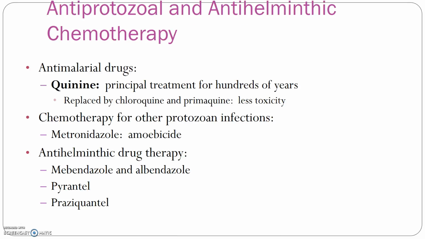All right, so what about protozoans and helminths? Again, the same idea as with the fungus, different types of microorganisms that are eukaryotic in origin. There has been a drug in place for malaria, which is caused by a protozoan, called quinine. This has been the principal treatment for hundreds of years. In recent years, it has been replaced by derivatives of quinine, chloroquine and primaquine, because they are less toxic. As well, there is another drug for other types of protozoan infections, especially if they're caused by an amoeba. Metronidazole is an effective amoebicide.